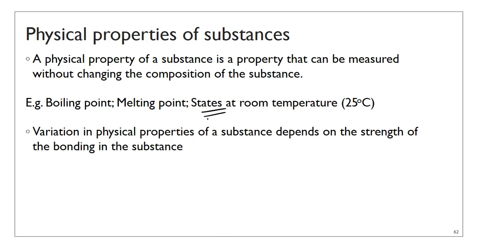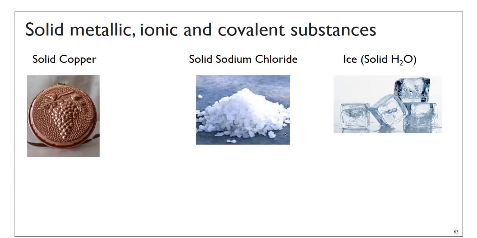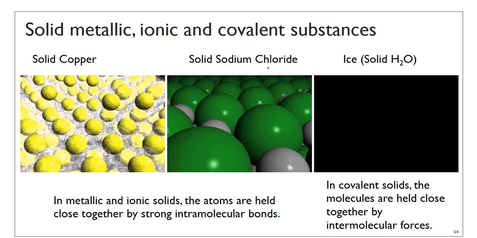Now, variations in physical properties of a substance depend on the strength of the bonding in the substance. So let's talk about different types of bonding once again. I have gone through this slide last term with you, but I'm just going to do it again. So let's say we have 3 types of solids: solid copper, sodium chloride, and ice, which is solid H2O.